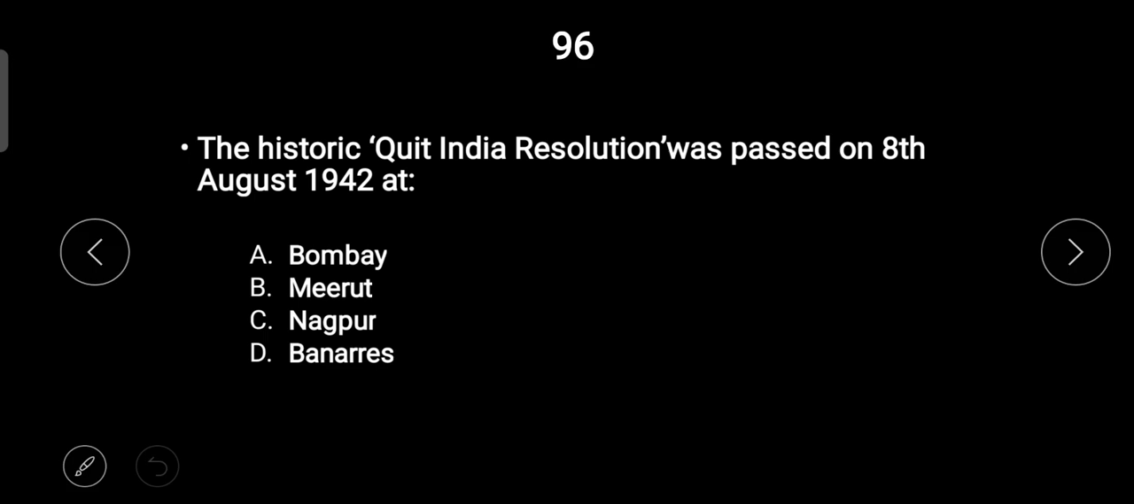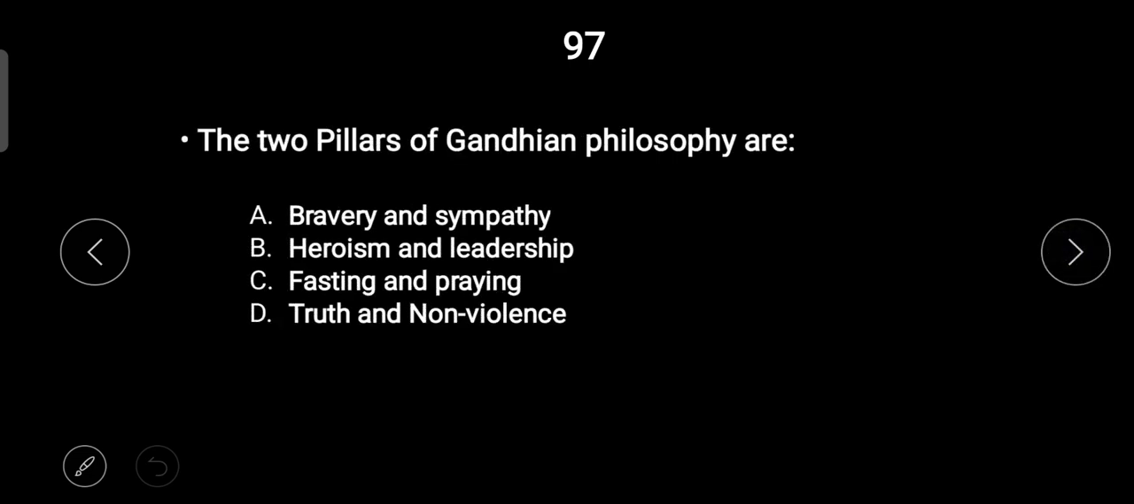96, the historic Quit India resolution was passed on 8th August 1942 at Bombay, Meerut, Nagpur, or Benares. Answer is Bombay. So it was during World War II. Quit India movement was all about demanding an end to British rule. 97, the two pillars of Gandhian philosophy are, probably the simplest version: bravery and sympathy, heroism and leadership, fasting and praying, truth and non-violence. Of course, truth and non-violence.